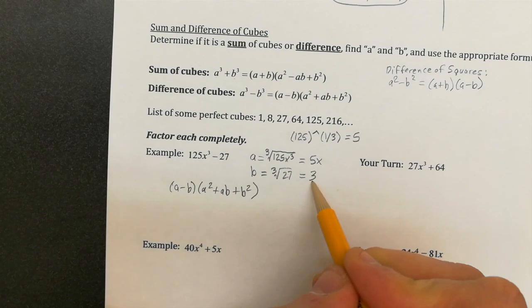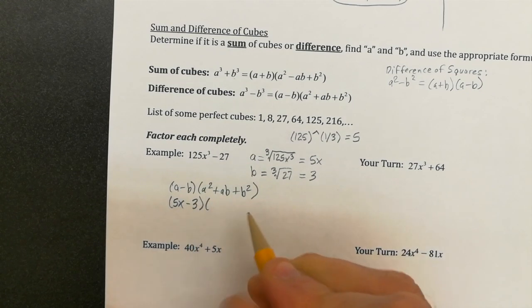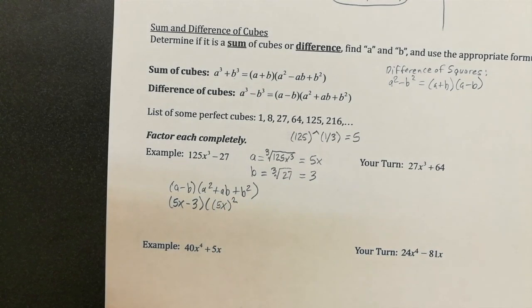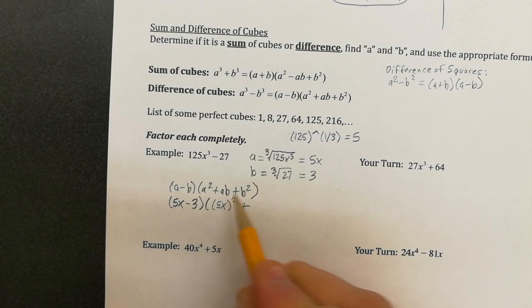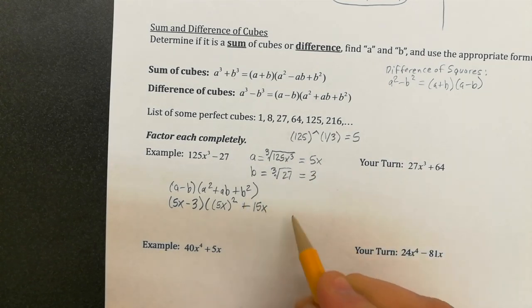Now we just have to plug in my A and B. A is 5x, B is 3. So I'm going to have 5x, because that's what A is, and B is 3. A squared, now careful when you do this, you're going to have to go 5x squared, like that. You got to use the parentheses, and we'll get back to that in a minute. Okay, and then you're going to have A times B. Well, A times B is going to be 15x. I'm going to go ahead and just do that in my head. And then we also have B squared. Well, B squared is 3 squared, which is 9.